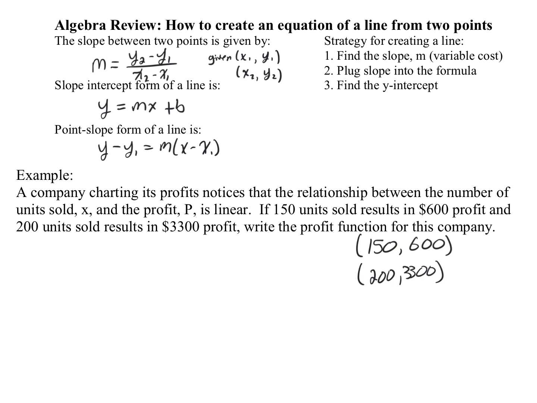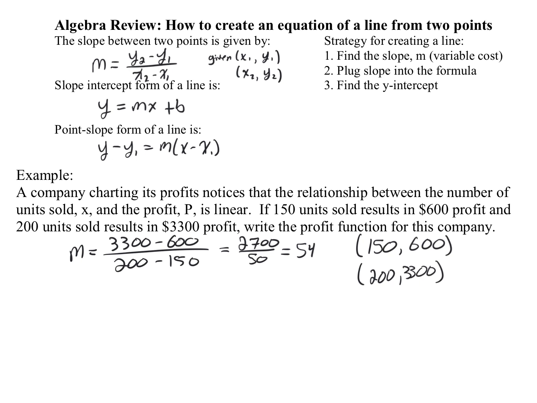Well, we have a strategy listed above. First, we need to find the slope of this line. So m is equal to y2 minus y1 over x2 minus x1. When we subtract this, we should get 2,700 divided by 50, and when we divide those two, I end up getting 54. This is the slope of the line, which also happens to be the marginal profit in this case.